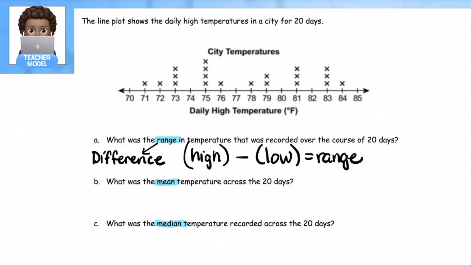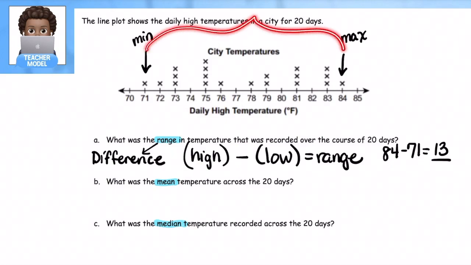All right, so here we go. Our minimum value is 71. Our maximum value is 84. So I'm just going to do 84 minus 71, and that gives us 13. That is our range. And that pretty much tells us that our numbers range between these data values, that I have 13 different temperatures. Let's look at the next one, and that is a mean.